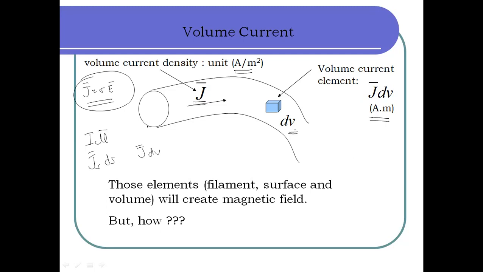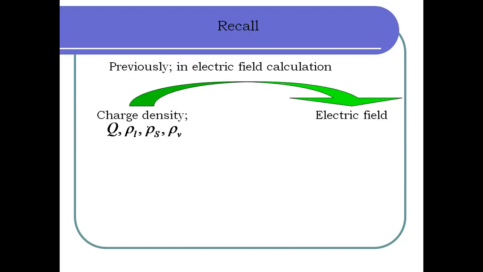Okay, so now we have understood that these are the sources that can generate the magnetic field intensity, but how can we calculate the magnetic field intensity with these given current elements or field sources? That will be our next objective. Before that, let us recall the things that we have learned previously in electrostatics.